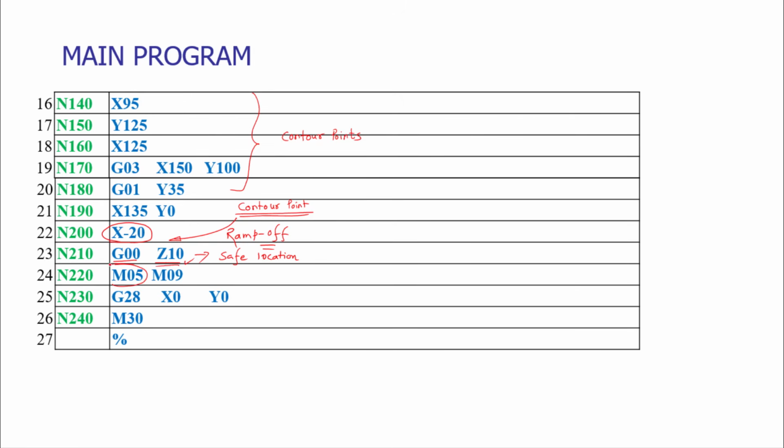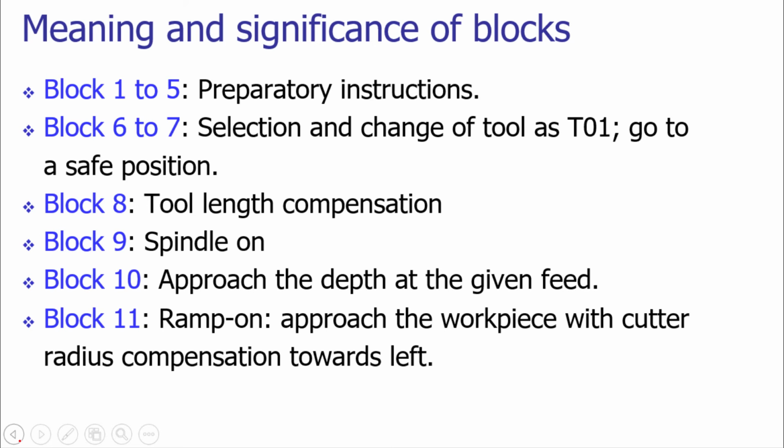Then we have to switch off the spindle, we have to switch off the coolant, and afterwards we are asking the cutting tool to go to the home position via X0 Y0. There is an intermediate point we are providing. We are asking the cutting tool to pass through the point X0 Y0, and at the end the program stops. This program also we have written using the syntax related to the FANUC controller only. The meaning of the blocks and their significance are there on your screen.